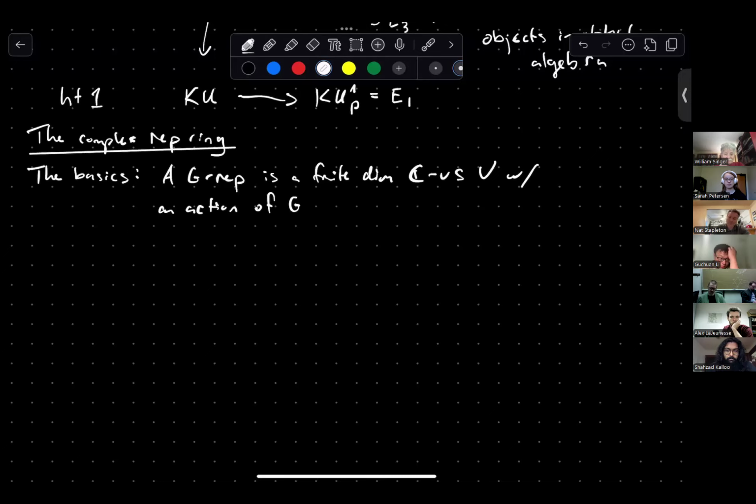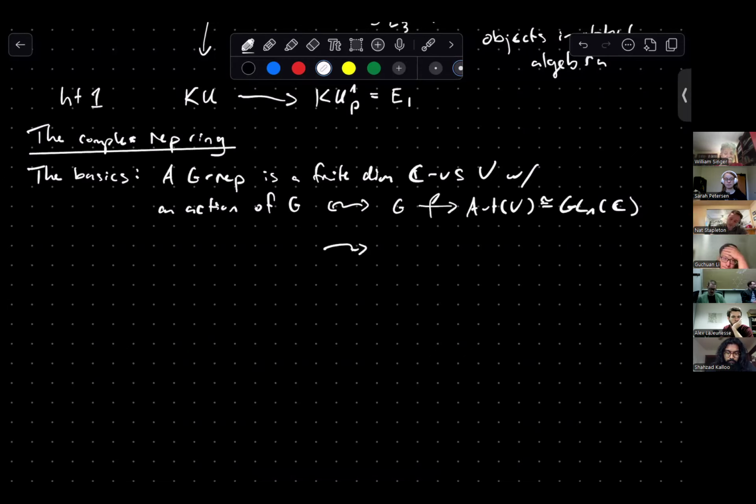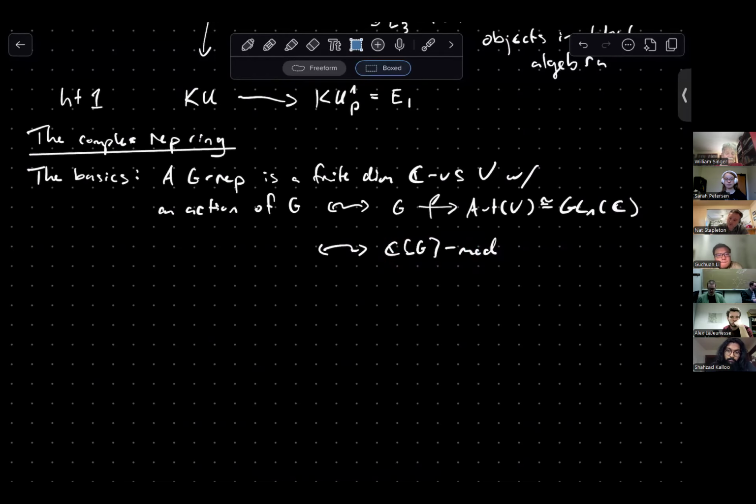through linear maps. And this is equivalent to several other kinds of data, so it can be repackaged in several ways. So first of all, it's a group homomorphism from G to the automorphism group of V, which if I choose a basis, is isomorphic to GL_N where N is the dimension of V. And it's also equivalent to the data of a finite dimensional module over the group ring of G.